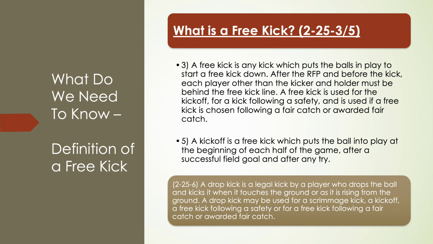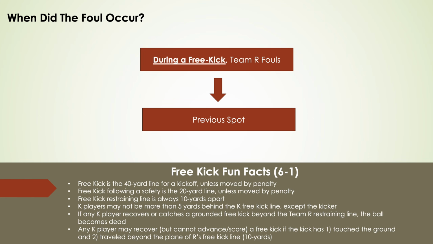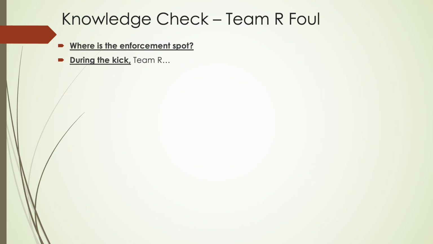So when we think about fouls during a free kick, Team K and Team R can foul. Easiest one to start with here is a Team R foul. Really, any Team R foul during the kick has previous spot enforcement. So if you think about it, where is the enforcement spot?